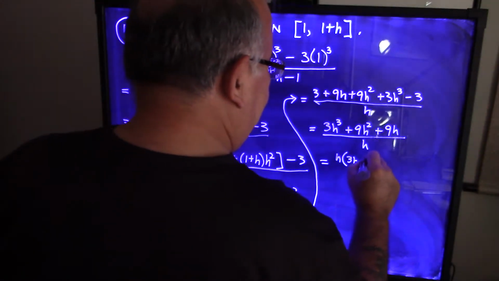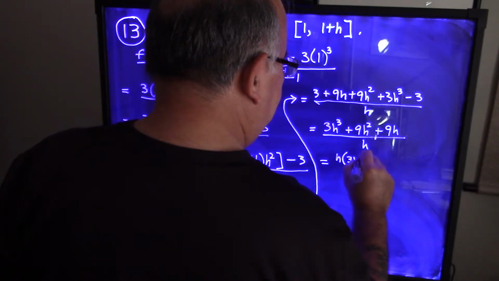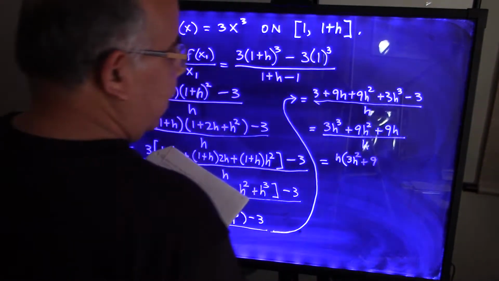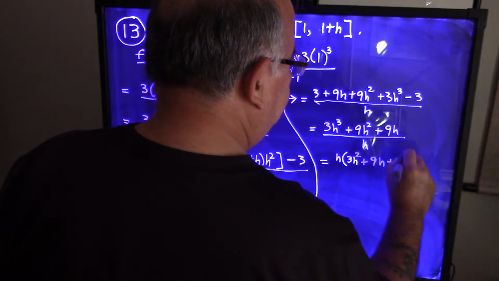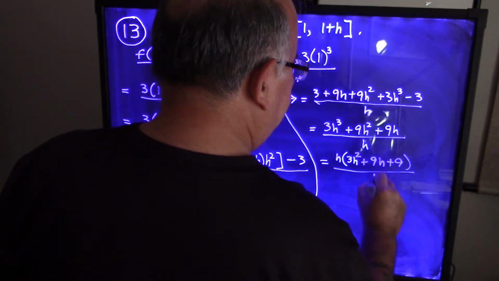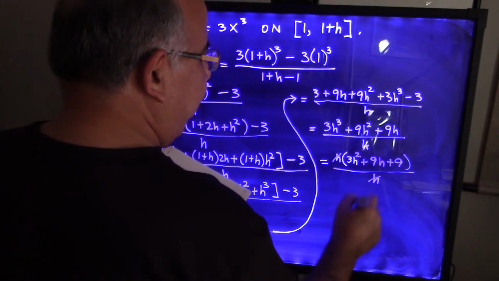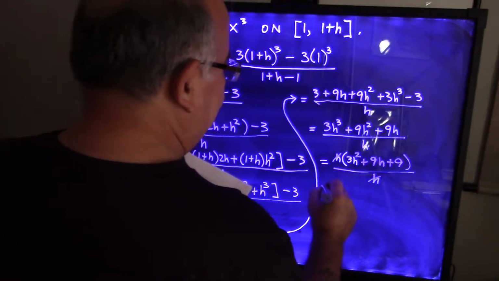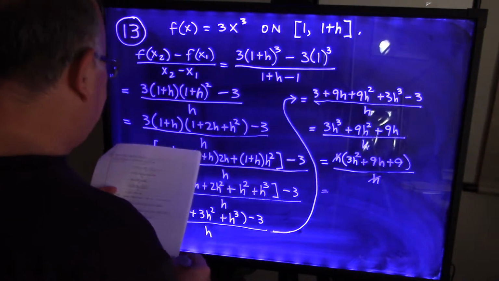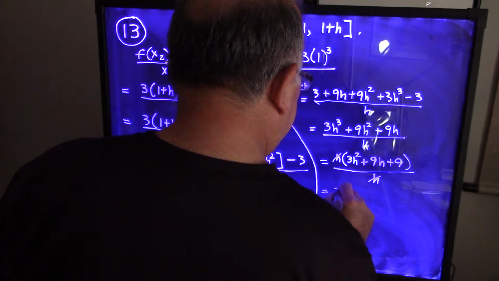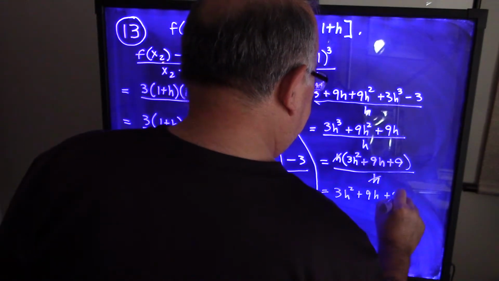Now, so we go 3, h, and then we've got 9h, plus 9h. Oops, forgot the squared there. So we got 3h squared plus 9h plus 9, all over h. And now you can cancel. After you've factored, you can cancel. If you cannot factor, you can't cancel. Remember that. Okay, so that leaves you with just 3h squared plus 9h plus 9. And that is it.